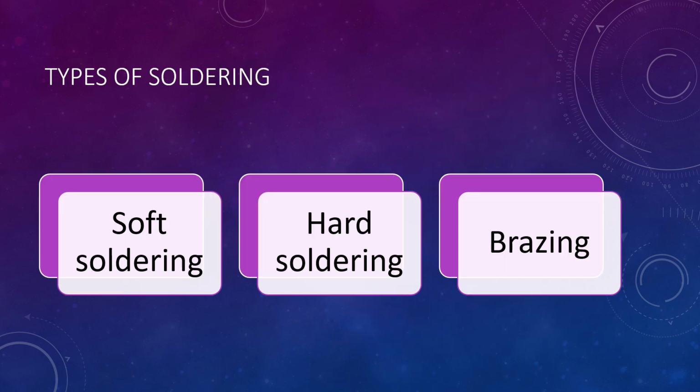There are three different types of soldering. The first is soft soldering. This is done between 194 degrees Fahrenheit to 842 degrees Fahrenheit. The filler used in this process has the lowest melting point at less than 752 degrees Fahrenheit. The filler metals are typically alloys.